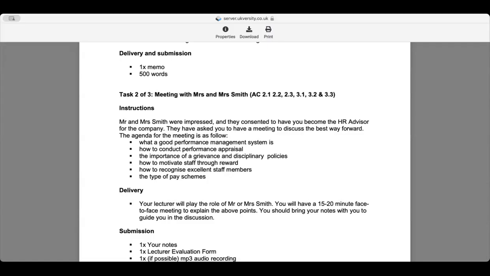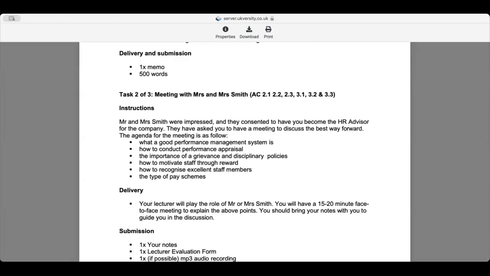First, what a good performance management system is: define performance management and its role in achieving business goals, explain the importance of setting clear objectives and KPIs, and discuss how regular feedback and coaching improves employee performance.